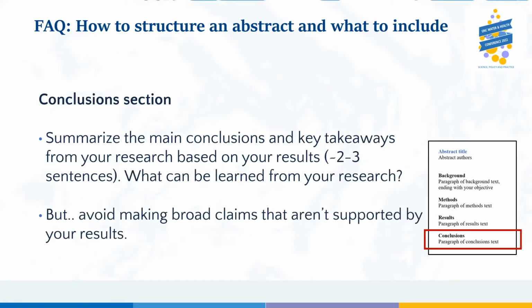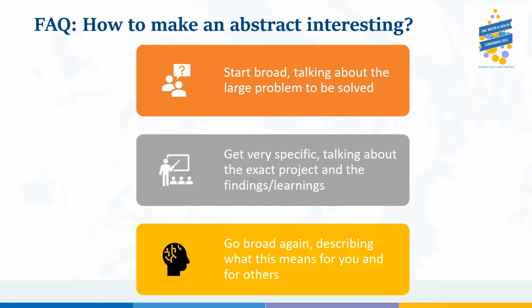And then you can have a simple 2 or 3 sentences for a conclusion that just summarize the main conclusions and key takeaways and gives what can be learned from your research. Try to keep this specific to your research and avoid broad claims that aren't directly supported by your results. Something about just revolutionizing pit latrines in all these new ways might be a little too broad. So try to make a conclusion that's specific to what your results are actually saying and how your research can move things forward.